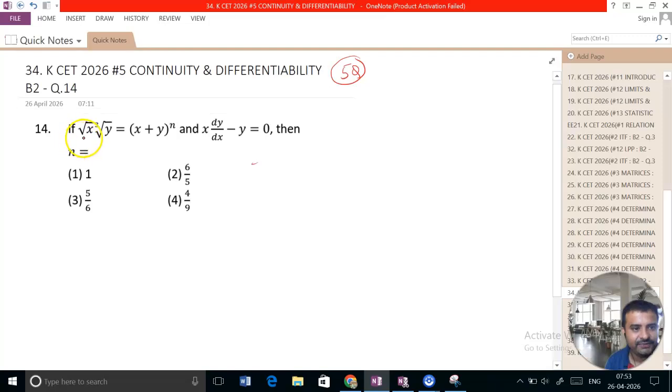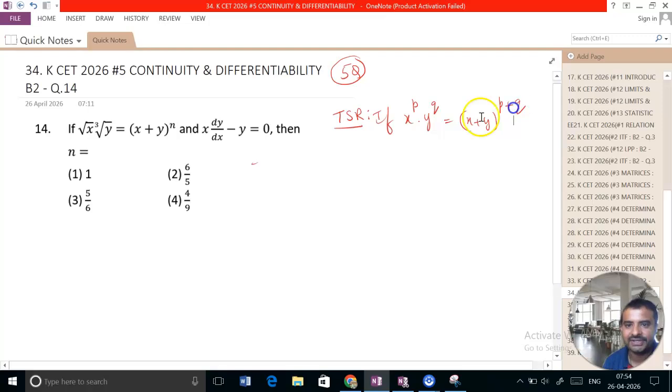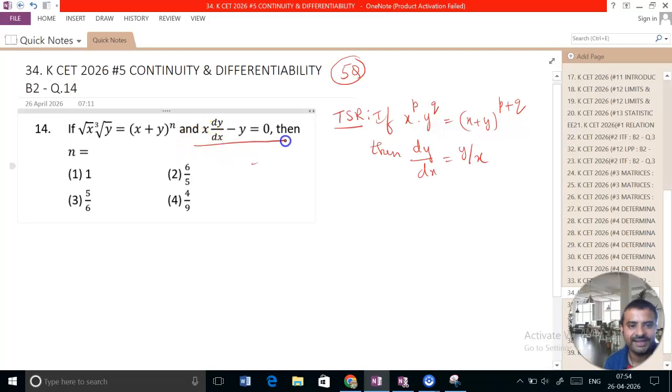Here they have given: if square root of x into cube root of y is equal to (x plus y) whole power n, and x dy by dx minus y is equal to 0, then what is n? Here we have to use this time saving result, then it will be easy for you to get the answer. If x power p into y power q is equal to (x plus y) whole power p plus q, if your equation is of this form, then your first order derivative with respect to x will be y by x.